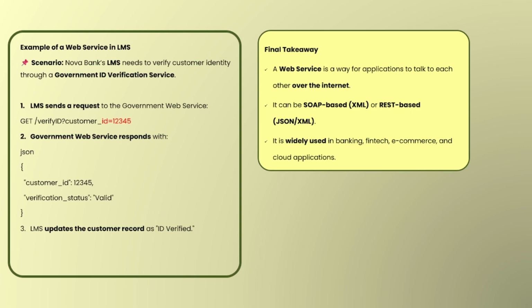In the request, they have provided the ID. ID 1234 is provided, and they are asking the government ID verification service to tell us whether this is a real or verified person or not. The government web service responded in JSON format that for customer 12345, yes, the verification status is valid, meaning this customer is valid.